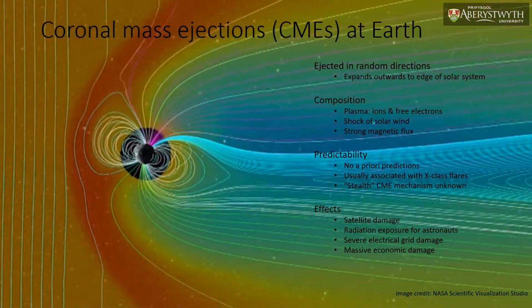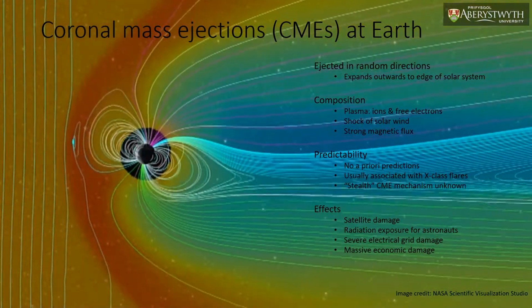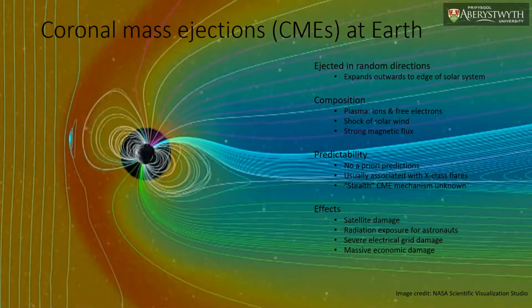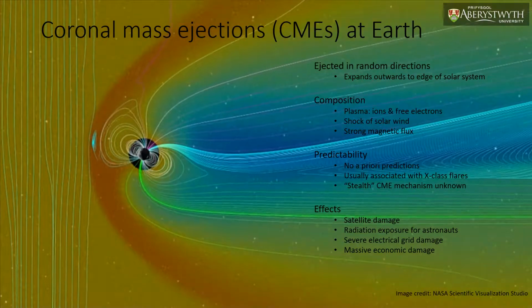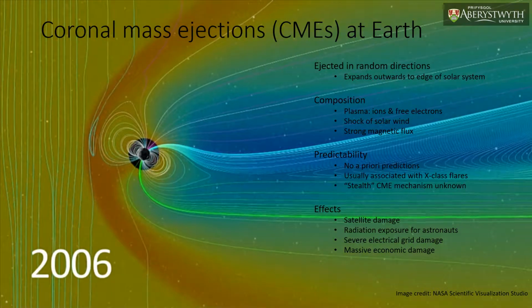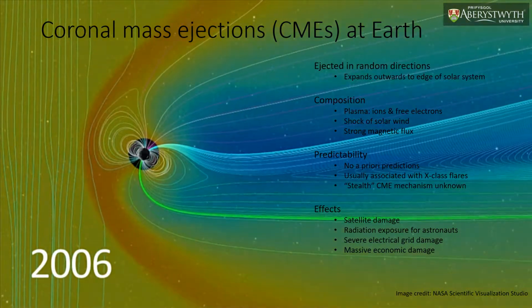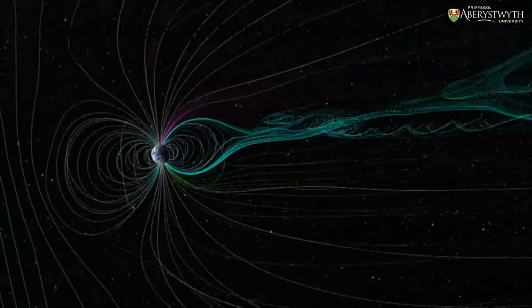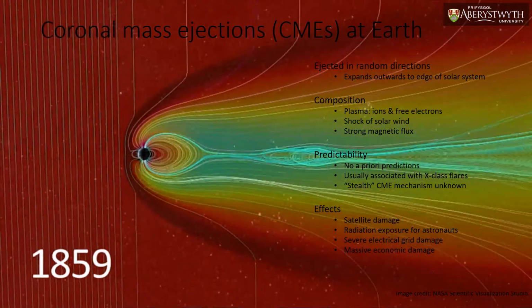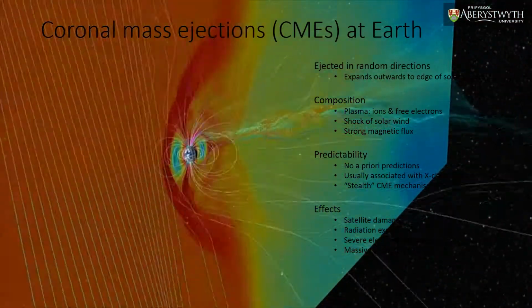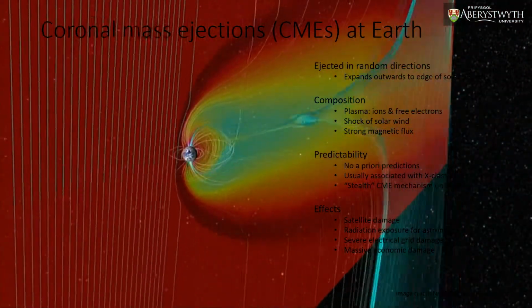In this instance, it's an animation of a typical strong CME impact on the Earth, one which was well measured back in 2006. But we do know from historical data that the Sun was capable of much stronger CMEs, such as the Carrington event of 1859, which obliterated Earth's magnetic field and induced current on the ground.